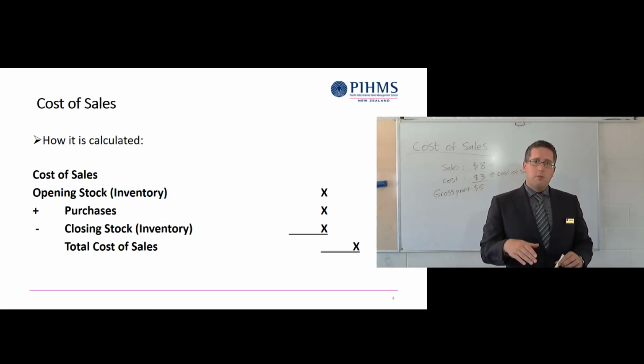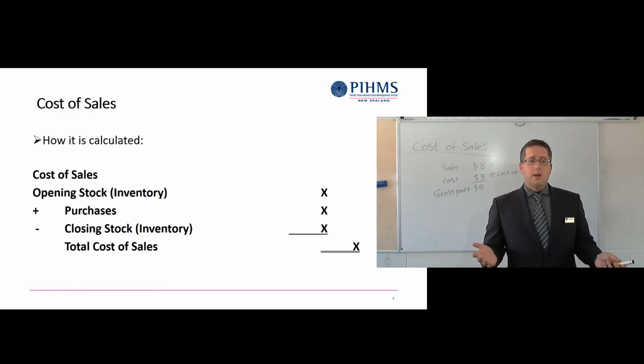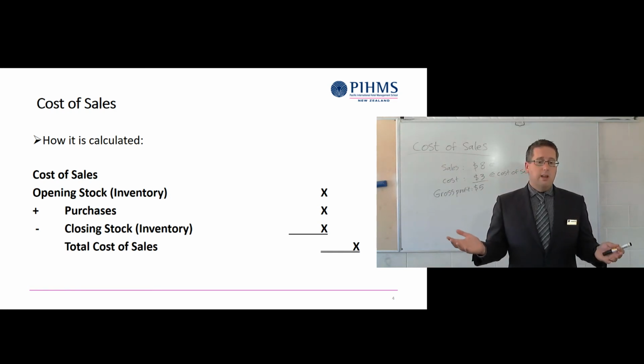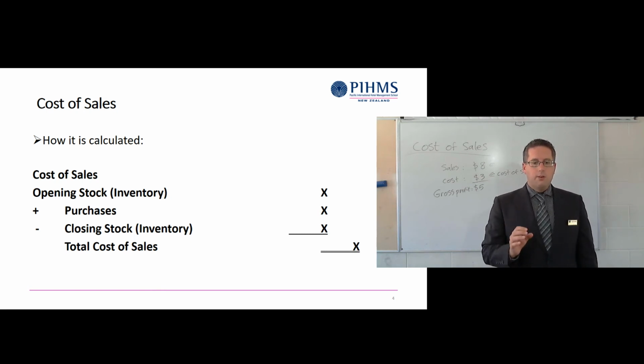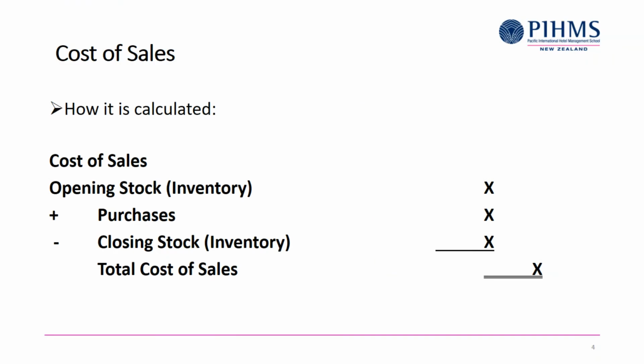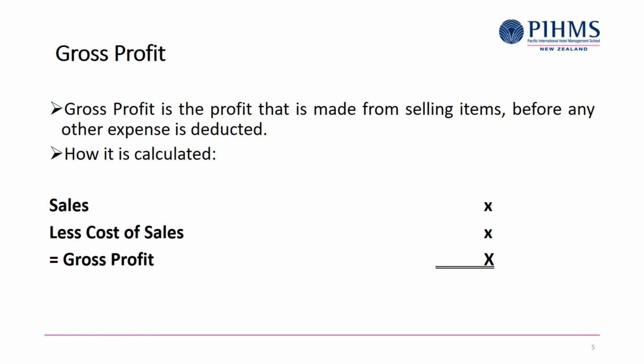Now we take this off because we haven't yet sold it. That's going to be sold next year. So it's still on hand. We haven't sold it yet, so we want to just leave it. Let's take it out of the equation. So what you're left with is cost of sales. This is the actual cost for the year, what's cost us to get the sales that we've had. So that's cost of sales. So a very important equation to memorise: opening stock plus purchases minus closing stock.